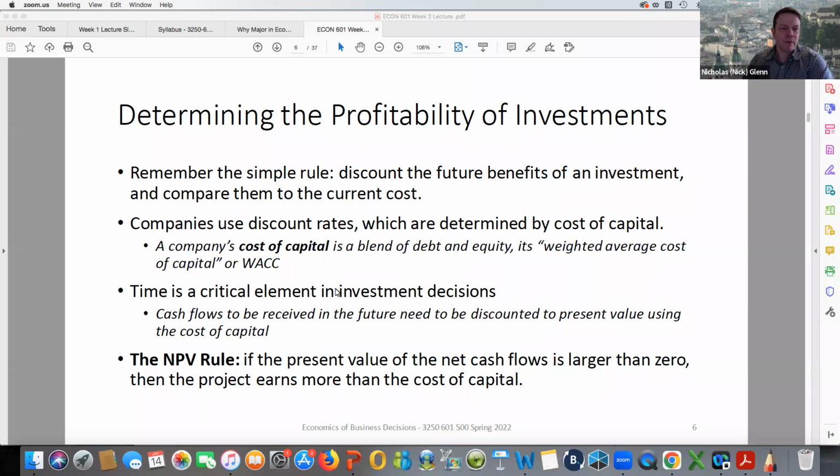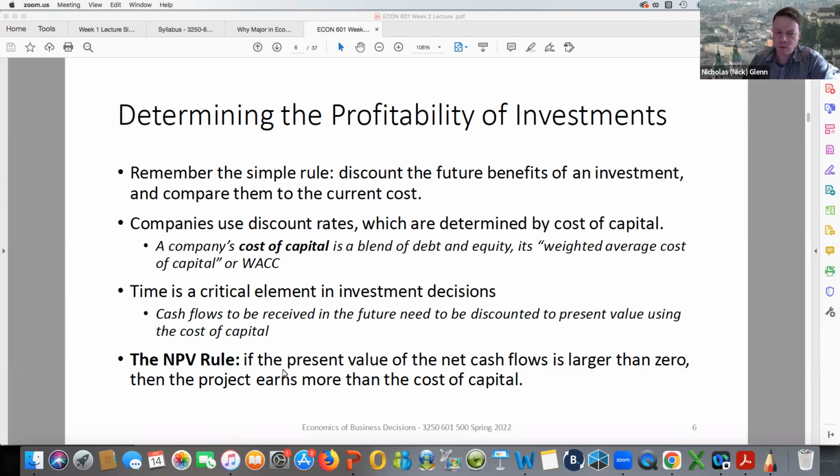All right. And so, like I said, time is a critical element in these investment decisions. Like when this income stream is coming in, how far in the future, you've got to take that into account, and you've got to discount it by how far away this revenue is going to be raised here. Okay. And you discount, like I said, by using this cost of capital.